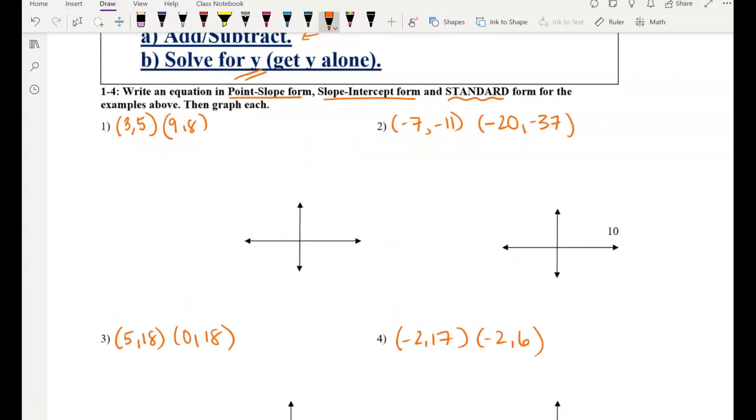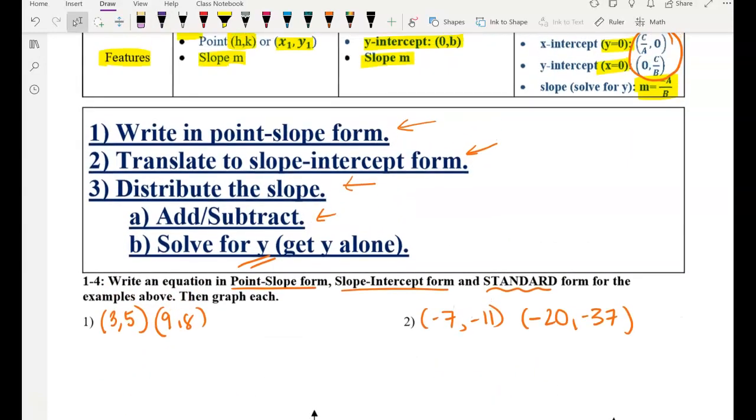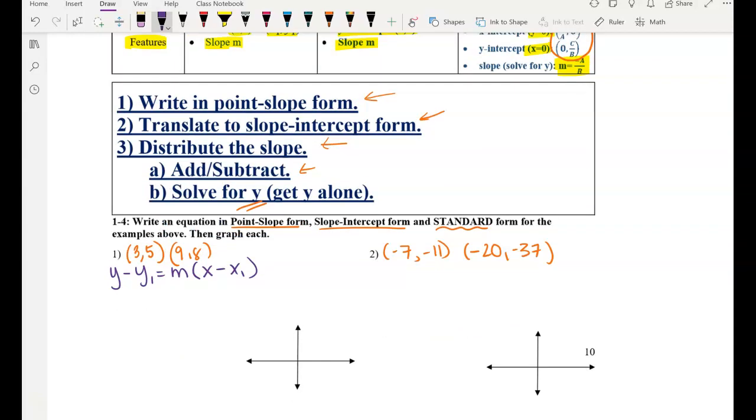All right, so we have these already, and we're going to follow the guideline. Ready? It says write an equation in point slope form. Well, the point slope form is given above, so remember, you do need to know these, okay? So the point slope form is y minus y1 equals m times x minus x1. Or we could use the h and k. Either one, it's exactly the same, okay?